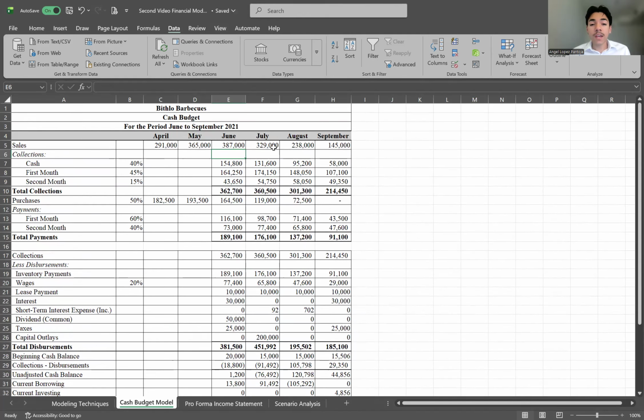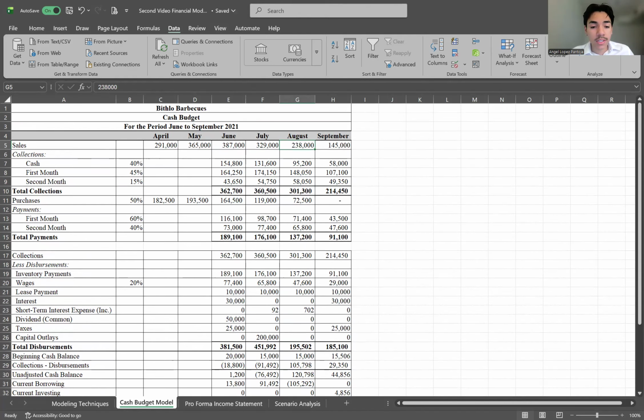So all this is true, and obviously this changes each month. Maybe in August, we originally assumed we were going to sell 329,000. We actually sold more than this, and that's why I decided to include this in the modeling technique and demonstrate it a little bit.